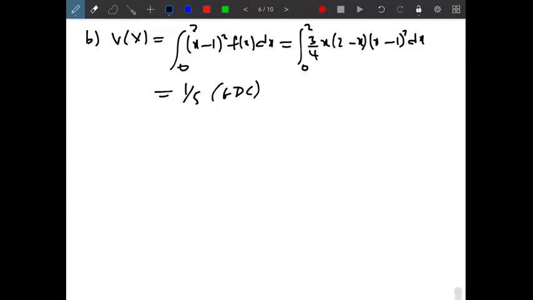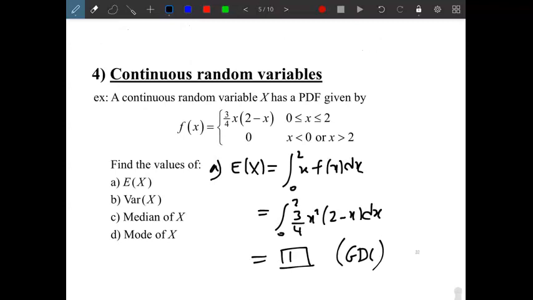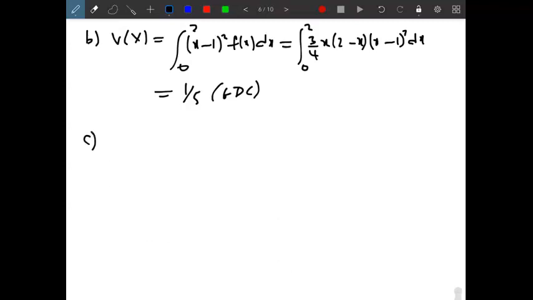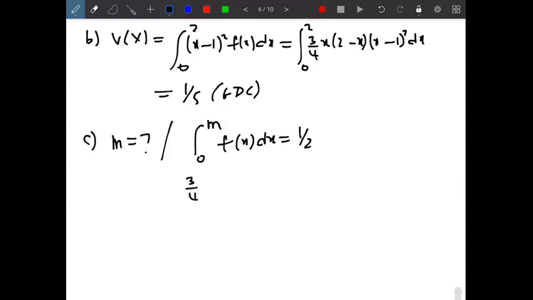Now in part C, we need to find the median. So regarding the median, it is the value of m for which the integral between 0 and m of f of x dx equals half. So over here, we cannot evaluate this integral using your GDC because we have an unknown bound, which we need to solve for. So 3 over 4 is a constant. We can just take it out of the integral. And we can just expand the x times 2 minus x to be able to integrate easily.